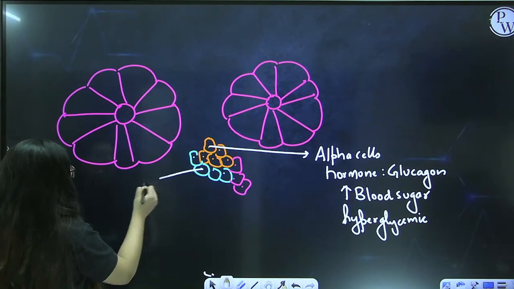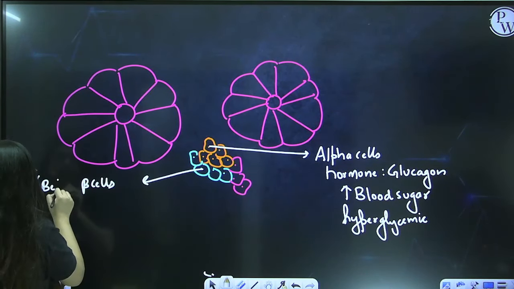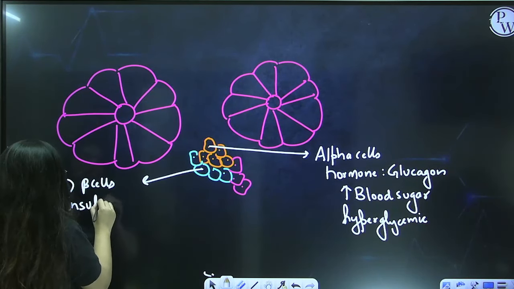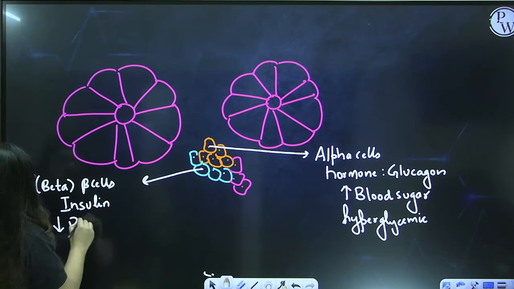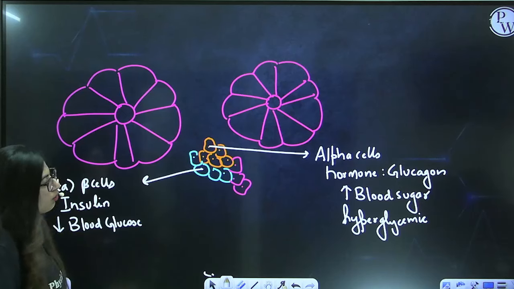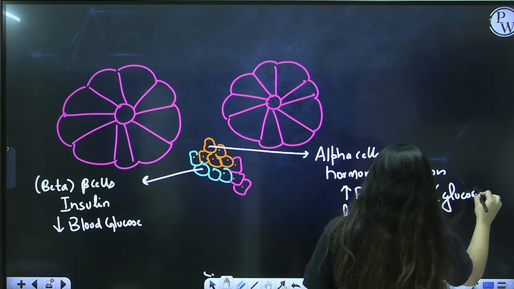Just like that, here we have beta cells. Beta cells secrete the hormone insulin. Insulin reduces blood glucose levels. All right? It reduces blood glucose. So here what sugar am I talking about? Do not get confused. I'm talking about glucose, guys, right?